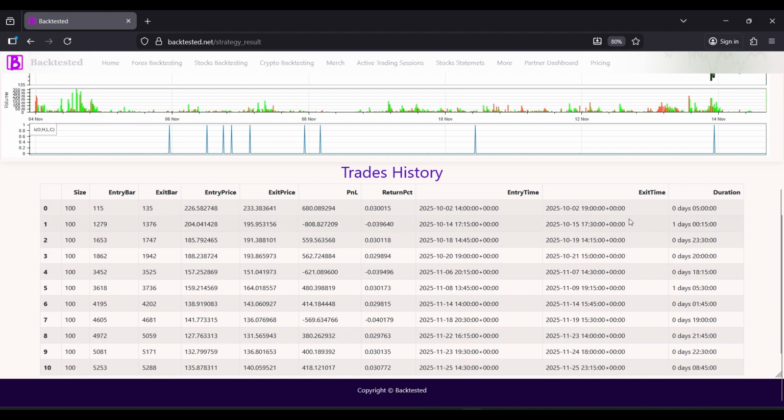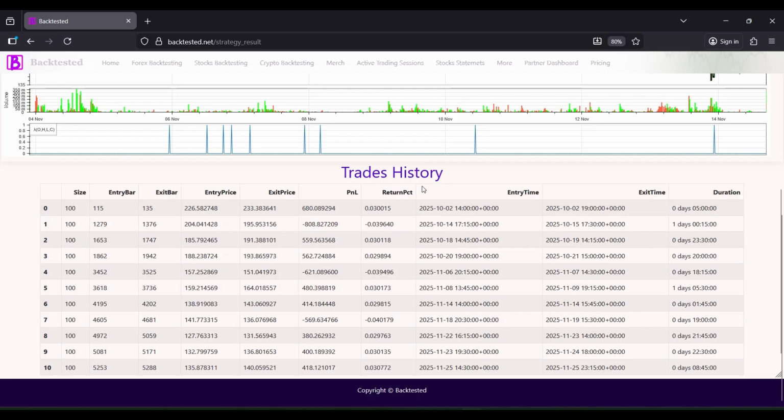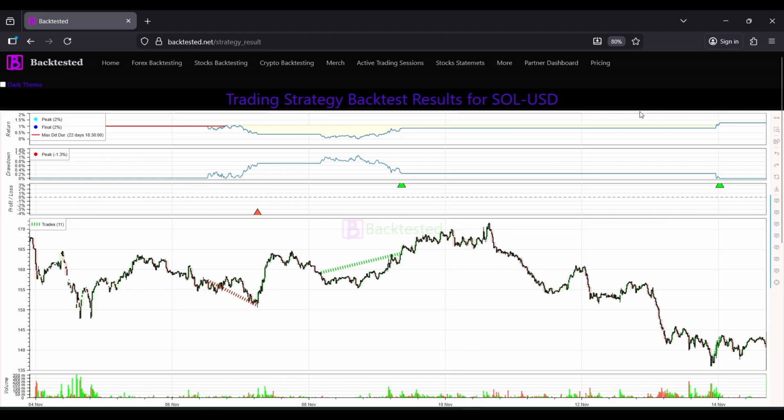Okay guys, so that was it. This was a quick backtest for this candlestick pattern.